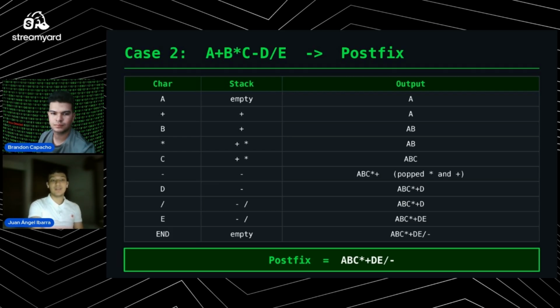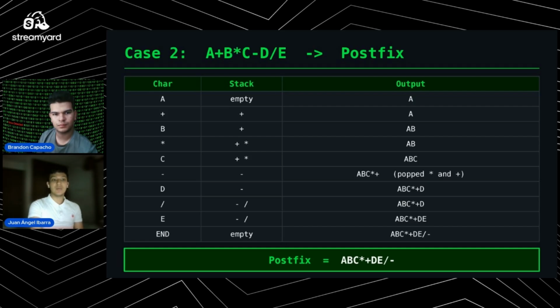We read the minus. The minus has priority 1, the same as the plus, since for operations of equal or greater priority on the stack, we pop. First the times comes out, then the plus, and they go to the output, then we push the minus. We read the B and it goes to the output. We read the divide. The top is the minus, which has lower priority, so we push the divide on top. We read the A and it goes to the output.